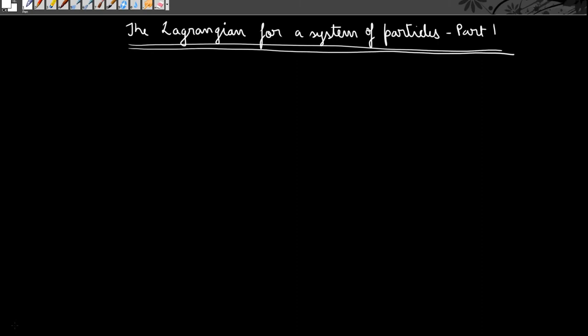In this video, we are going to talk about the Lagrangian for a system of particles. Okay, and we are going to consider the case where these particles are going to have some kind of interaction with one another. Okay, so let's begin.